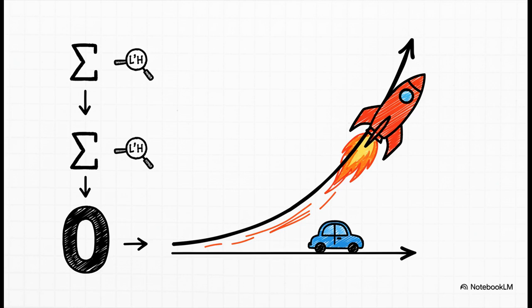Look at x squared over e to the x. That's a classic infinity over infinity situation. You apply the rule once, you get another infinity over infinity. You apply it a second time, and you end up with 2 over e to the x. As x goes to infinity, that denominator gets huge, so the whole thing goes to 0.